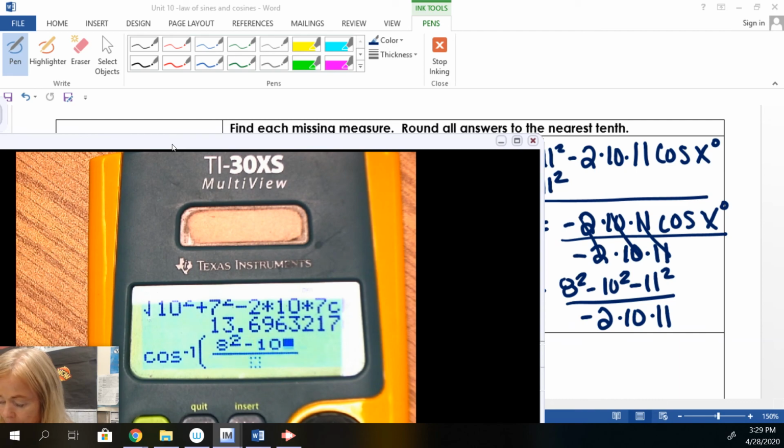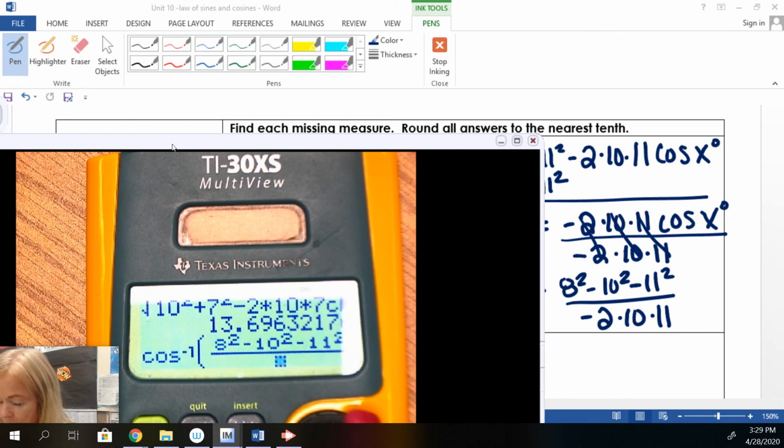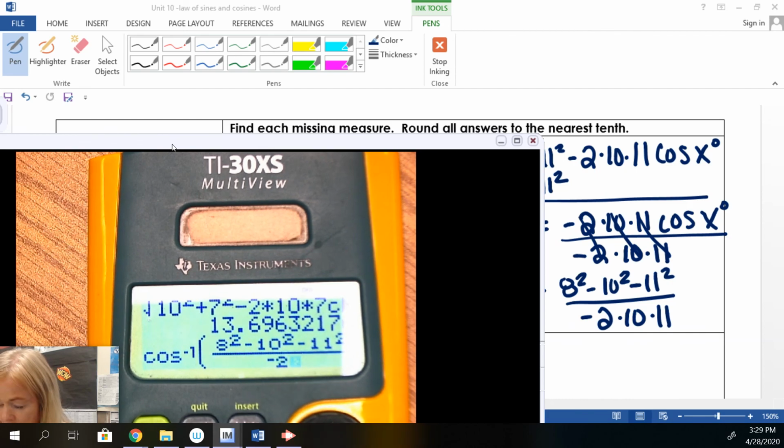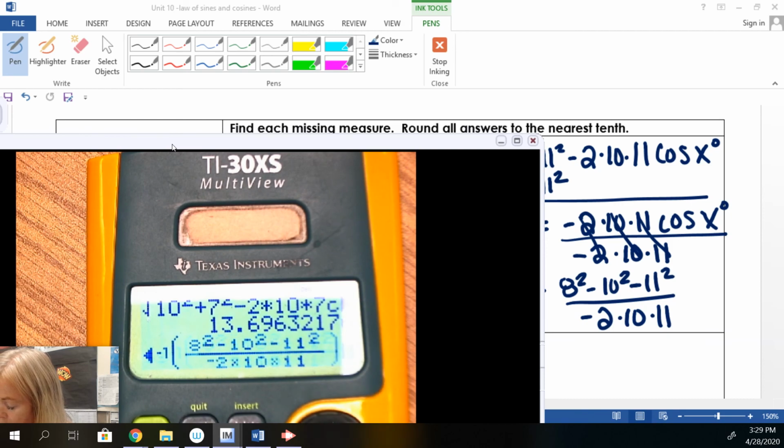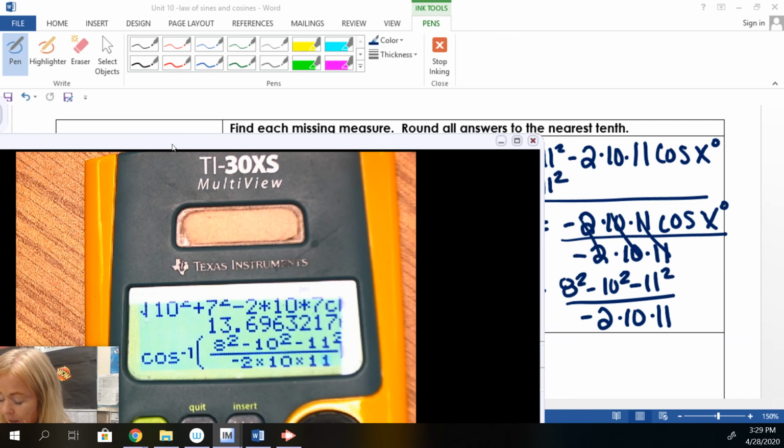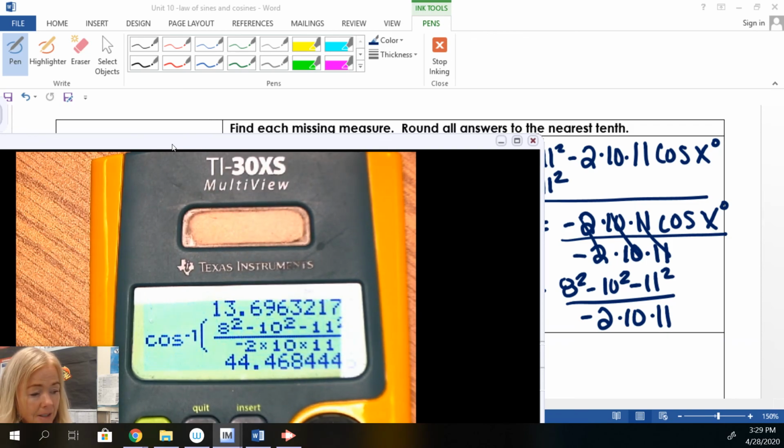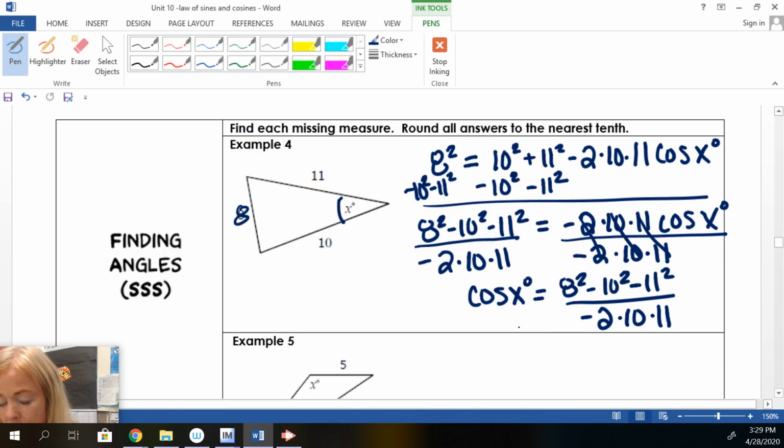minus 10 squared minus 11 squared over negative 2 times 10 times 11. Arrow out and put your parentheses around that. So that's all cosine inverse of all of that. Hit enter, and you've got it. It's 44.5 degrees.